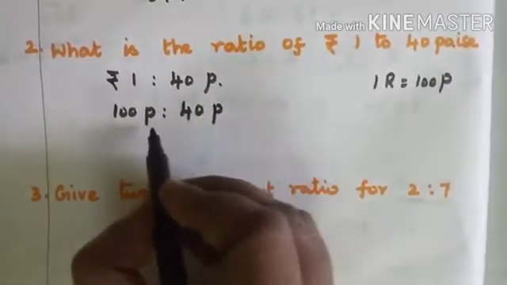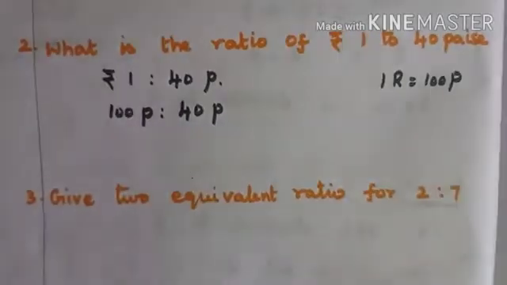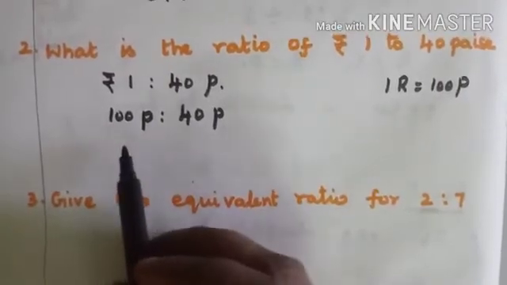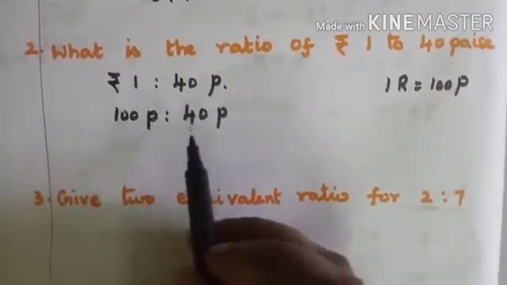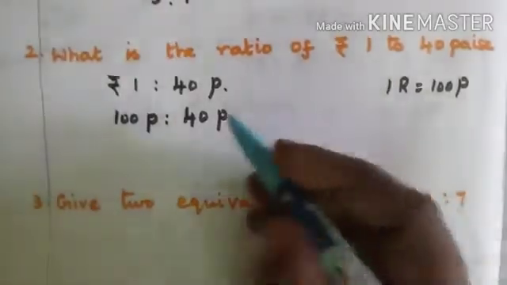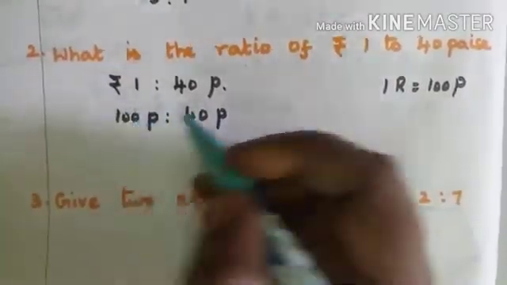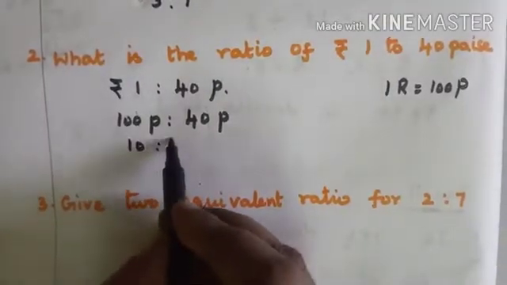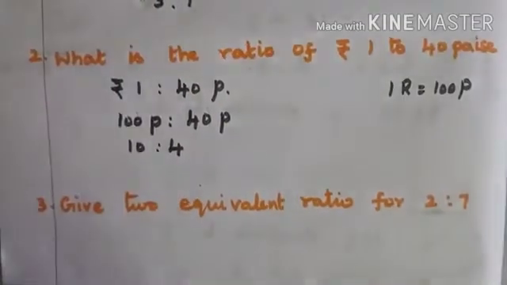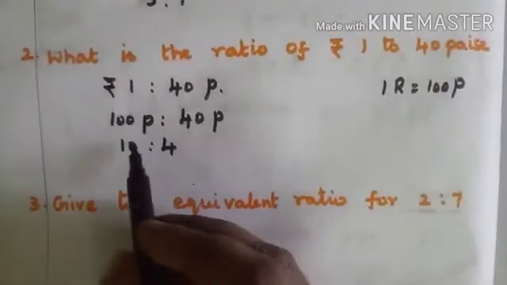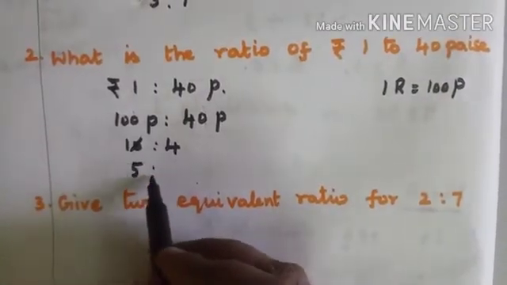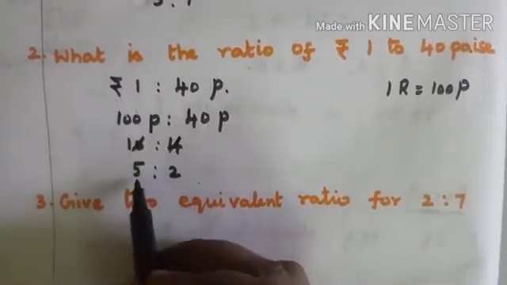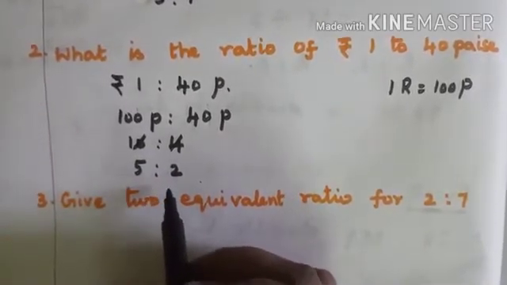Now it is in the same unit. Now we can strike. Here you see 100, here 40. We can strike 1 0 and 1 0. Now this becomes 10 is to 4. Next also we can strike here. 5 2s are 10, 2 2s are 4. Therefore the answer is what? 5 is to 2.